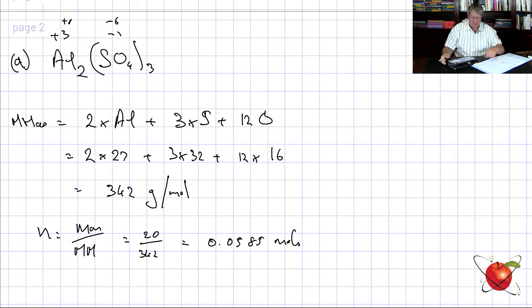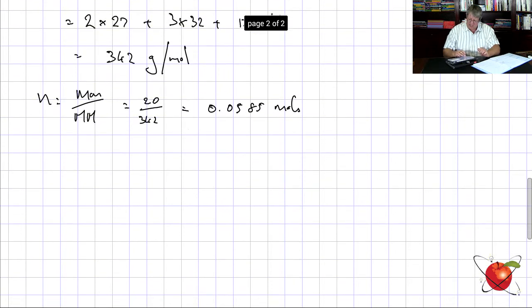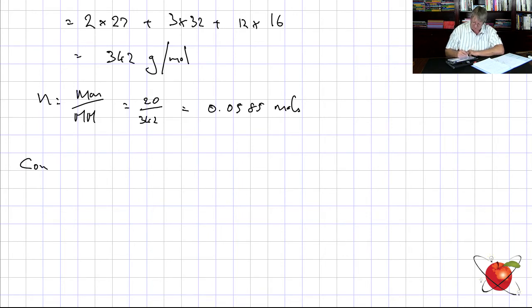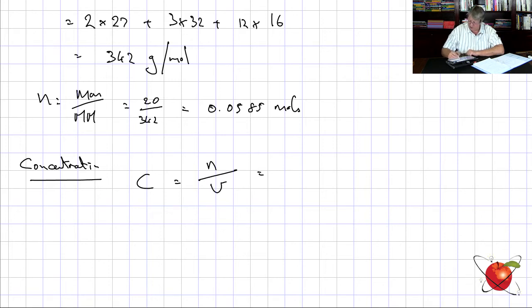Okay? So those are quite straightforward, and that's how we handle them, right? Let's have a look now at question 19. Calculate the concentrations of the following, right? So we're now talking about concentration. Concentration is C, and it's n over V, which is number of moles divided by volume.